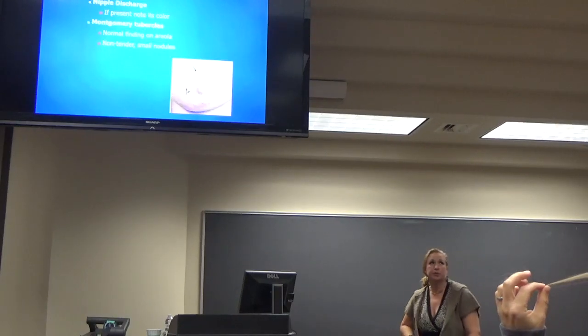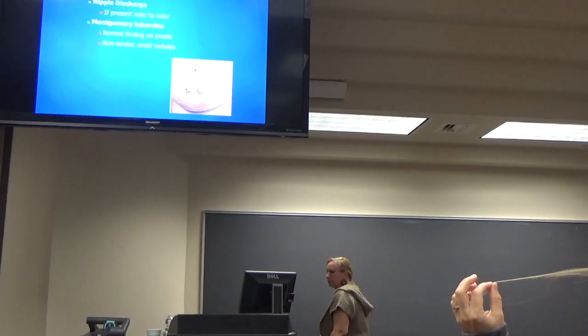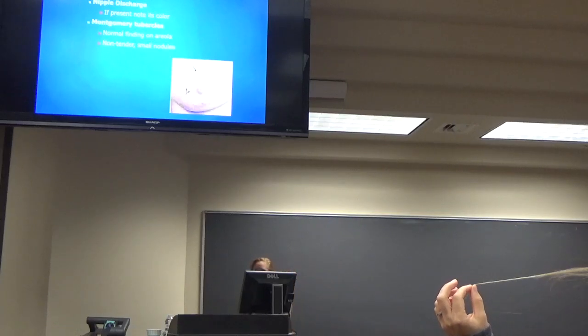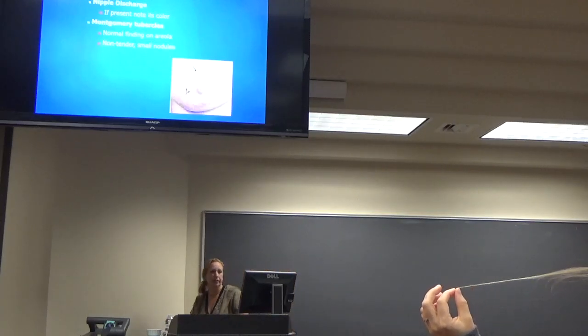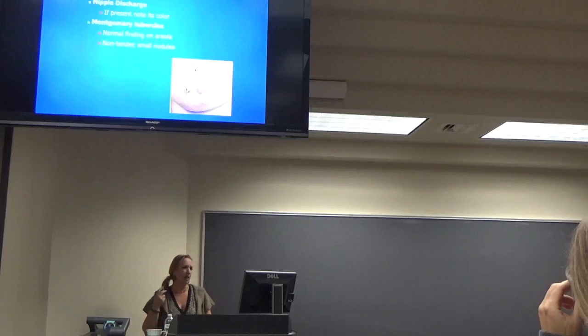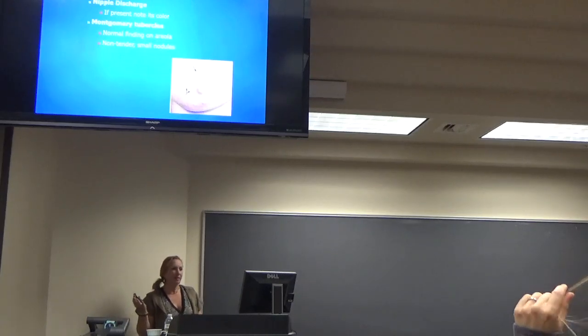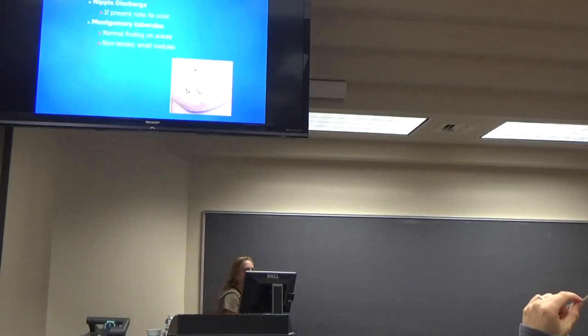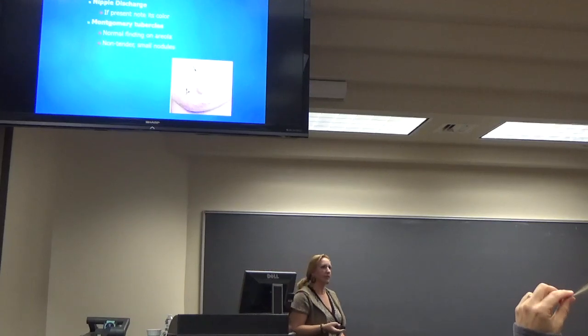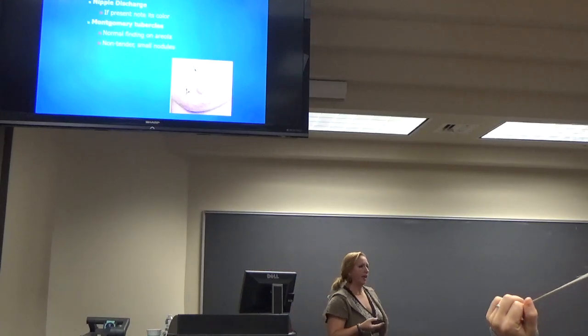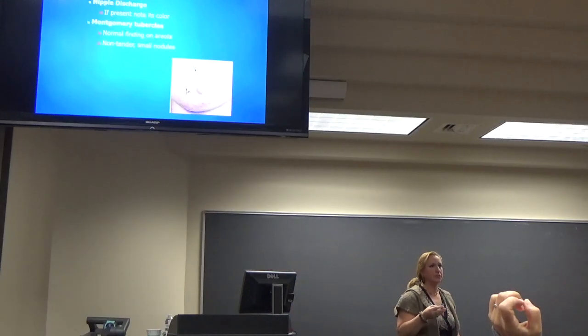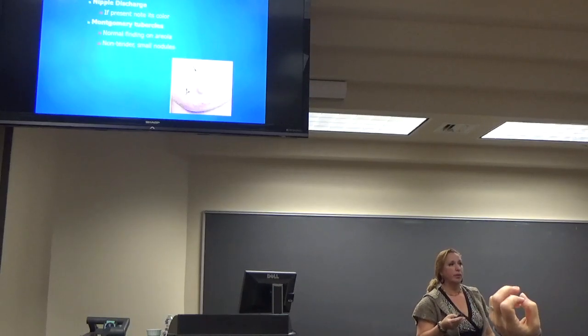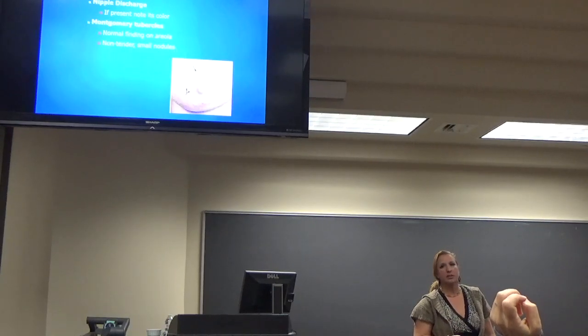So Montgomery tubercles are very, very common. It is a normal variant in the areolar area. Initially it looks like just a pimple or a papule, but it's in the areolar area. And they can exude some clear fluid as well as milk. It's usually not a whole lot, but it will.